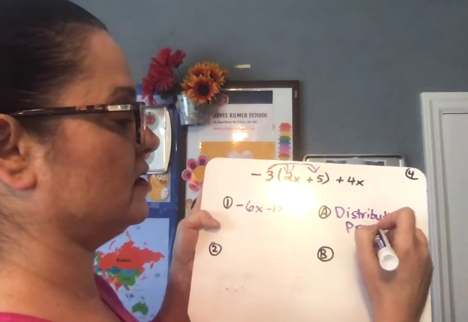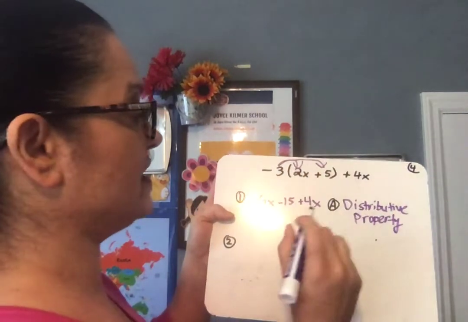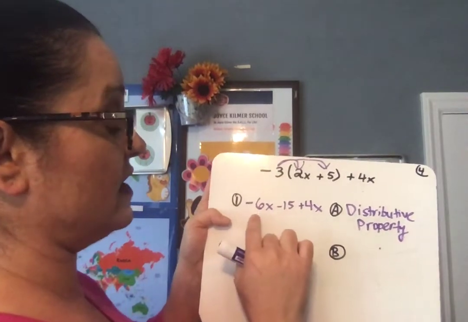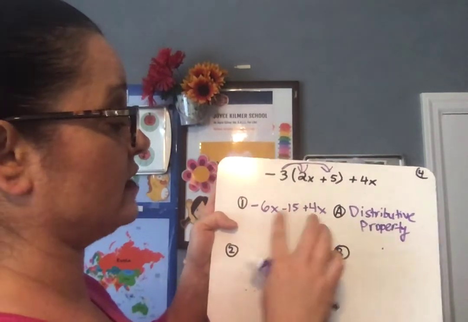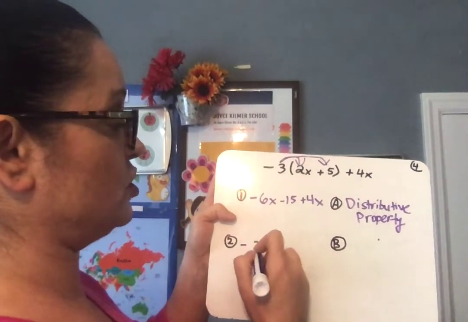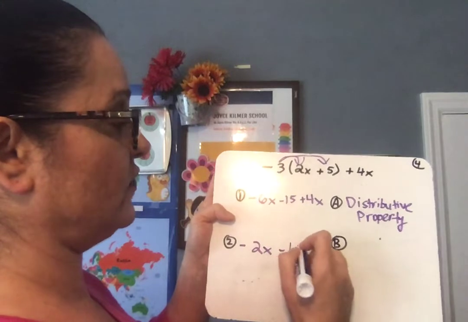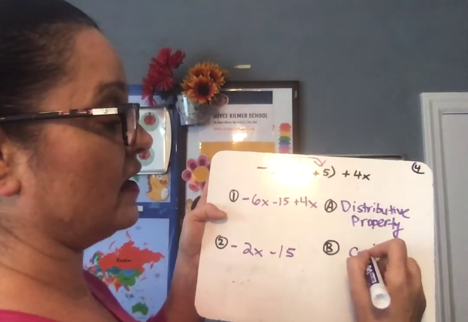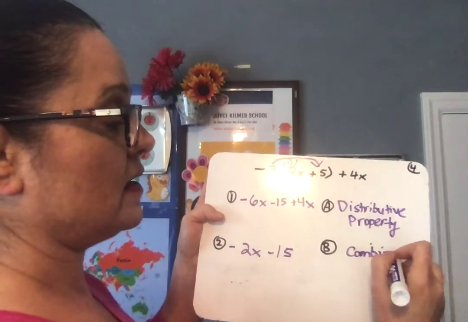Distributive property, okay? Now, the next thing I need to do is simplify this further. Well, I have a negative 6x and a positive 4x, and if I combine those two x's, that gives me negative 2x minus 15. So property B would be I combine like terms, okay?